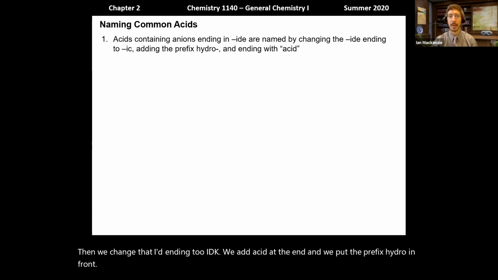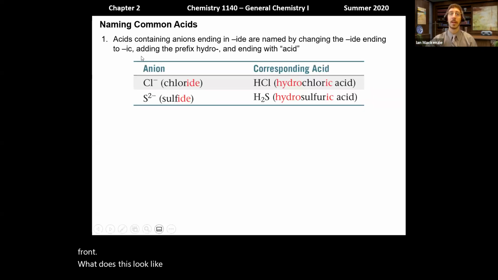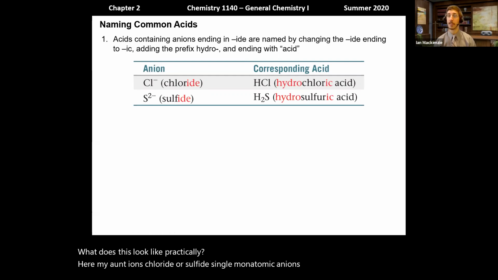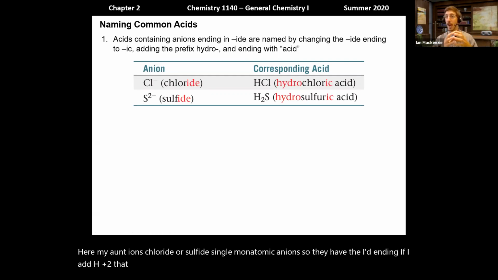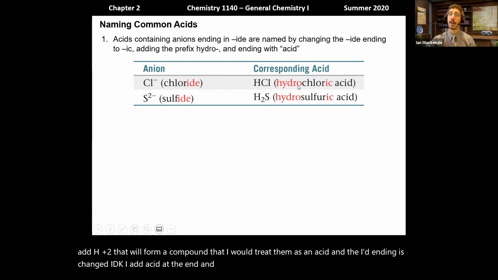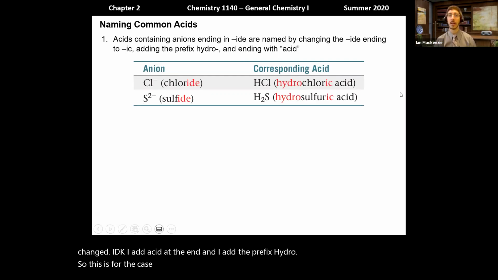What does this look like practically? Well, here are my anions, chloride or sulfide. Single monatomic anions, so they have the "ide" ending. If I add H+ to that, that will form a compound that I would treat then as an acid. And the "ide" ending is changed to "ic". I add acid at the end, and I add the prefix hydro. So this is for the case where my anion has the "ide" ending.